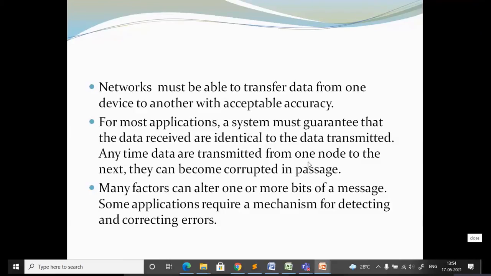Any time data is transmitted from one node to the next, it can be corrupted in passage, that is, when it is moving through the link. Corruption means an error is added to the data, noise is added to the data. Many factors can alter one or more bits of the message. So here, once again, we have a classification: is it one bit that got corrupted? Types of errors.